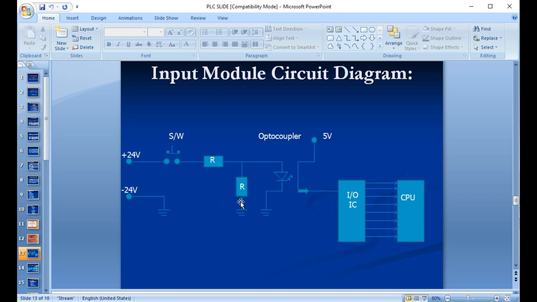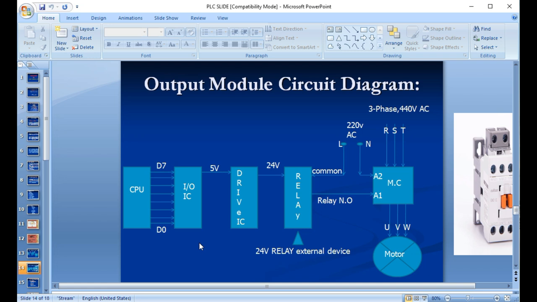This is a relay type PLC, which depends on on or off switching devices, digital 0 and 1. 1 means on, 0 means off. Some switching applications depend entirely on the relay type PLC. When you push your switch, it is connected and the relay is on, and the optocoupler is connected. Internally, the input output IC senses your input sensing devices, whether it is a selector switch, push button switch or any kind of analog sensor, sensed by the optocoupler, and then it goes to the CPU. The CPU works depending on the program. And then we go to the output module circuit diagram.